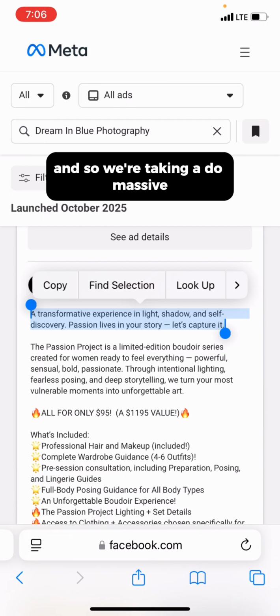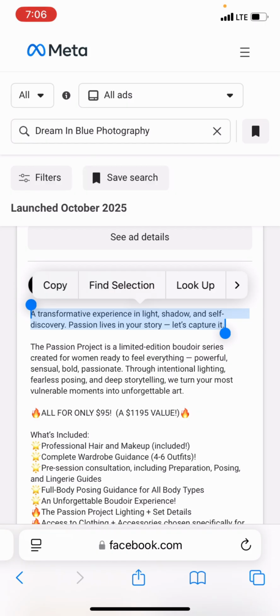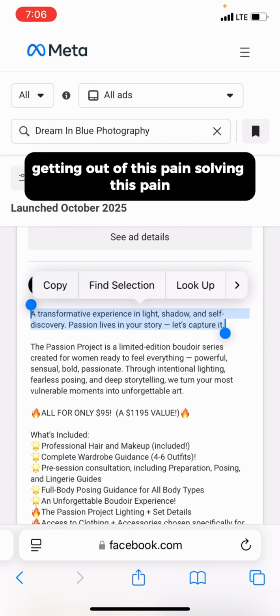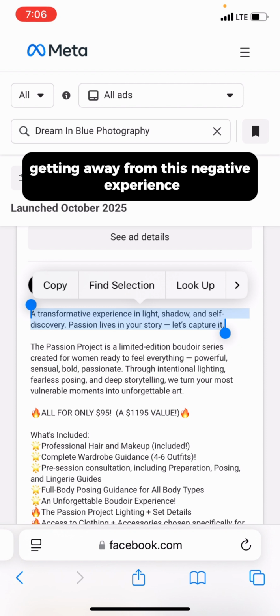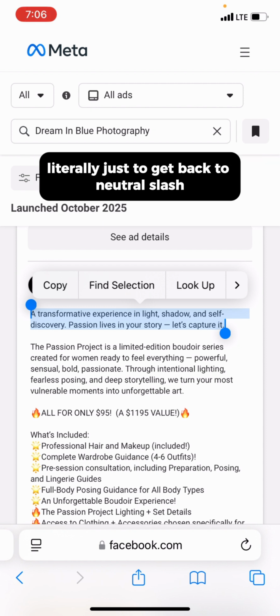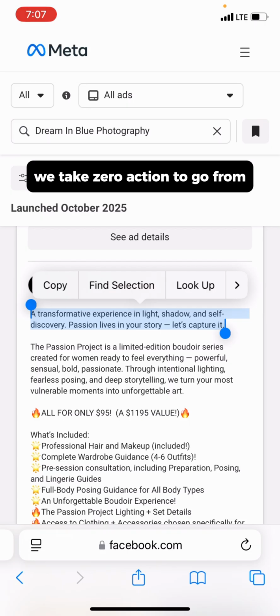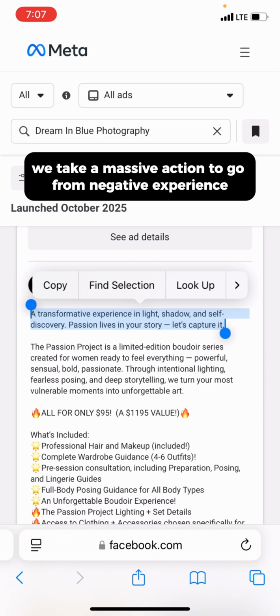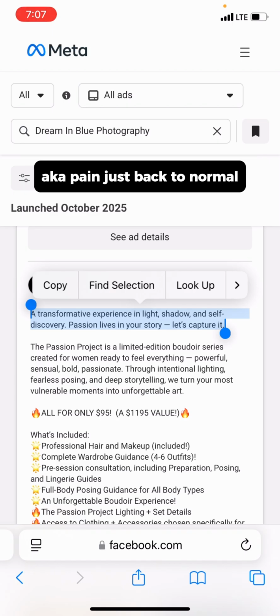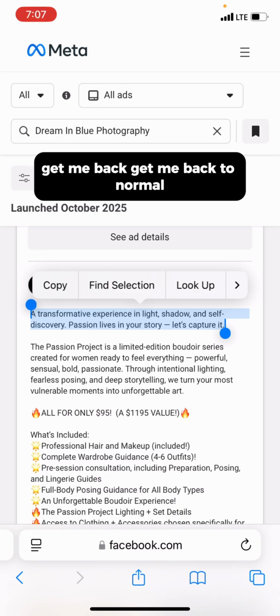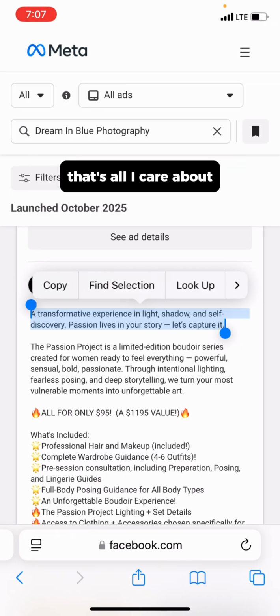And so we're taking massive action, shutting down our whole afternoon, changing our entire schedule, getting this thing solved, getting out of this pain, getting away from this negative experience, literally just to get back to neutral, no pain, normal, homeostasis. So for 400 days, we take zero action to go from no pain, neutral, to some positive, some gain. But in one day, we take massive action to go from a negative experience, aka pain, just back to normal, neutral. Just get me back to normal. That's all I care about.